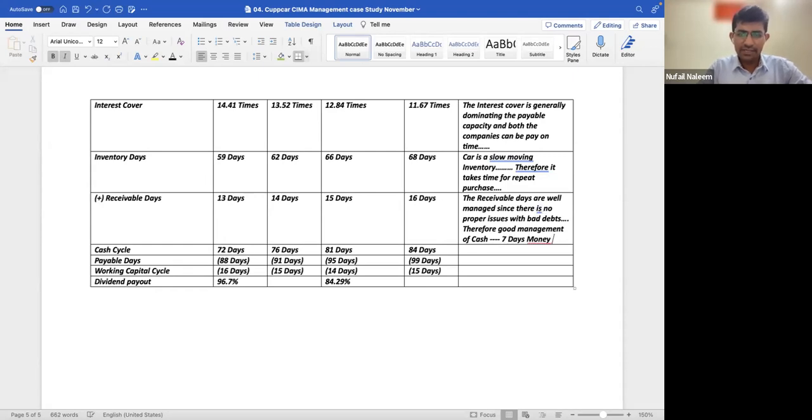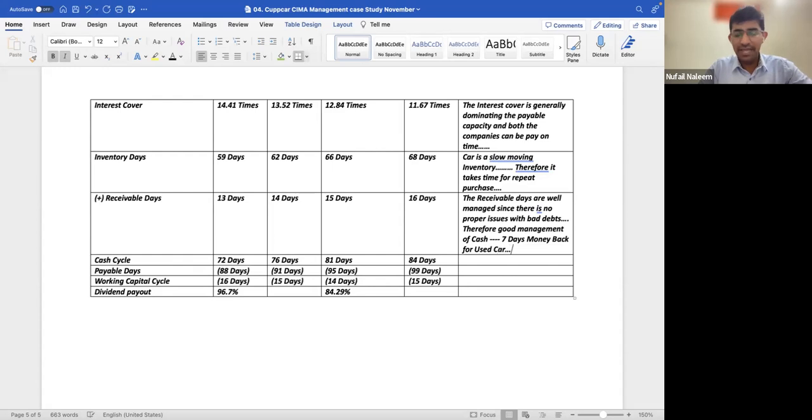Can you all remember that? 7 days money back. Can you remember it was mentioned money back for used car? Can I get a confirmation from you all in the chat box? Maybe 7 days money back, students, they may have that issue. They have that option.